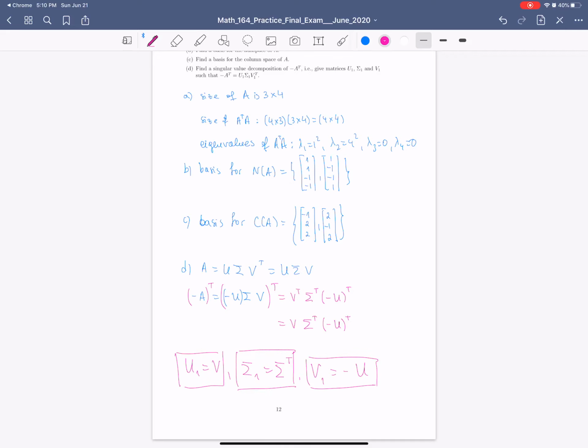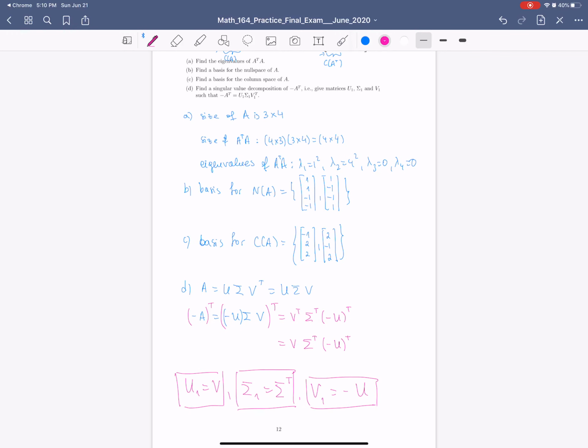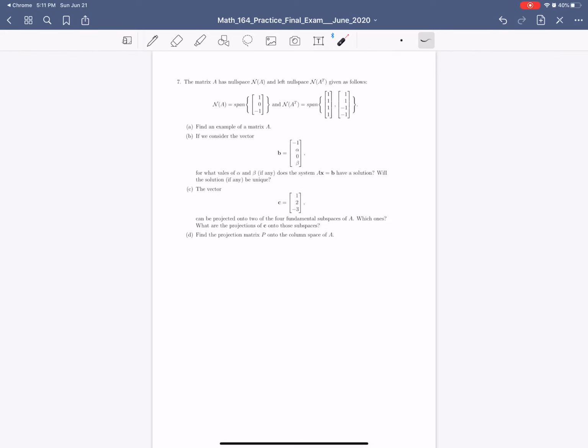The only freedom that you have in how you choose your U1, sigma 1, V1 is whether you give the minus to U or you give it to V. So you could have U for V1, negative V for U1, and this would also give you a singular value decomposition for negative A transpose. The only key is that your sigma cannot have negative values. So you cannot say sigma 1 equals minus sigma transpose. That would be wrong. Your sigma must have positive values. Okay, this was a very easy question, obviously.